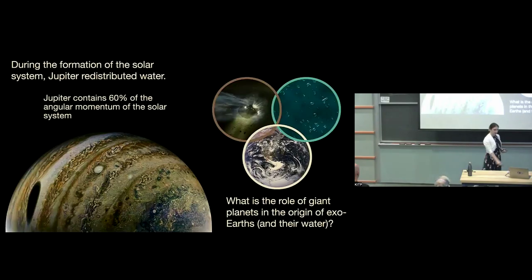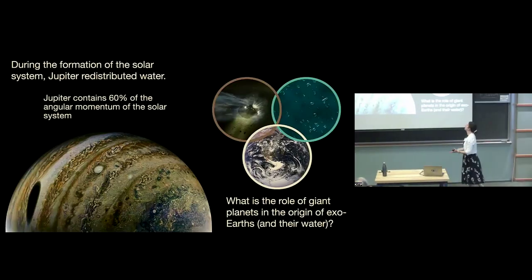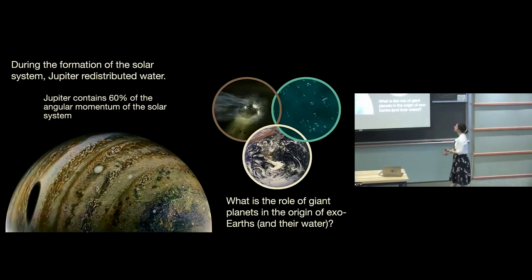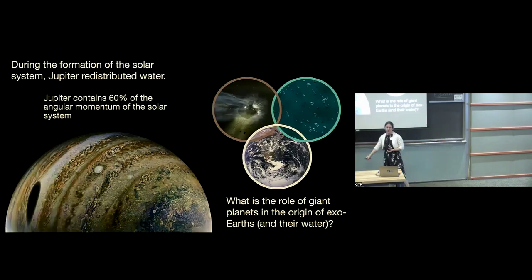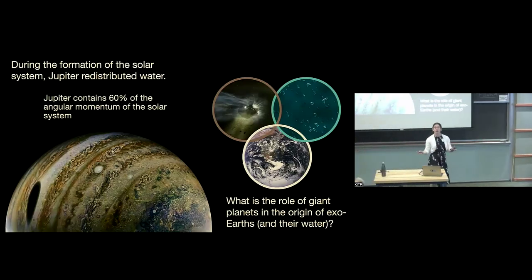So how do these small bodies that are perhaps laden with water get to the orbit of Earth? And one of the key players in this is Jupiter. During the formation of the solar system, Jupiter redistributed material. It contains 60% of the present-day angular momentum of the solar system, so it's really good at shoving things around, probably always has been. And so for me, this drives the question, what is the role of giant planets like Jupiter in the origin of exo-Earths, including their basic size, properties, like why is Mars small, why did Earth get to be Earth-sized, and also in terms of their water content. What role do giant planets have in shaping our planets and their water?